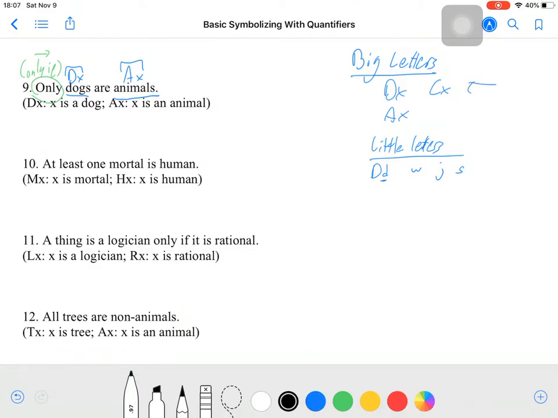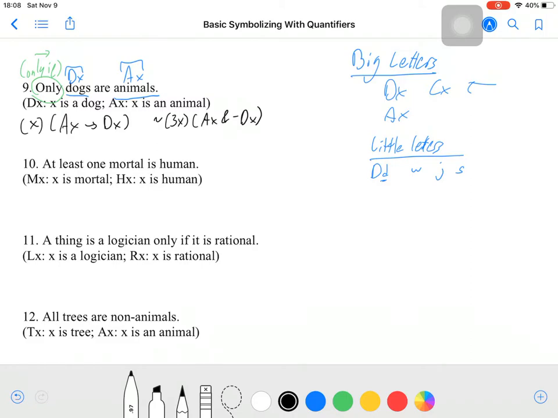So what we see here is that only dogs are animals. In other words, of all the things that are animals, if it's an animal, it has to be a dog. So if we were to translate this, what we would find is the following. For all of X, if X is an animal, then that thing must be a dog. Or it's not the case that there exists an X such that X is both an animal and not a dog.